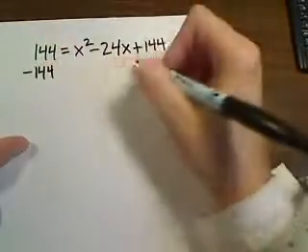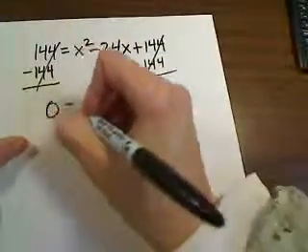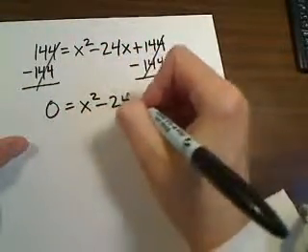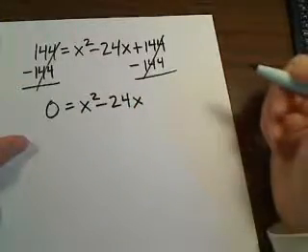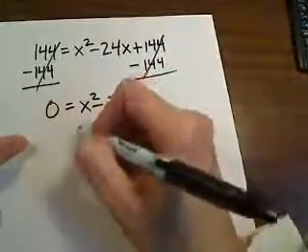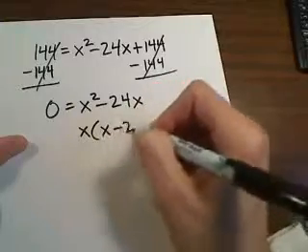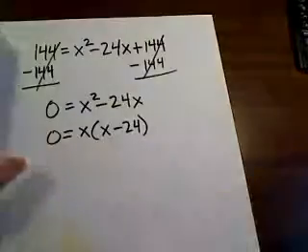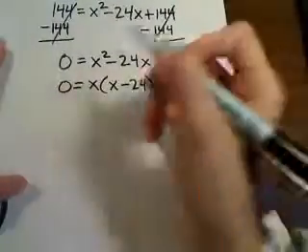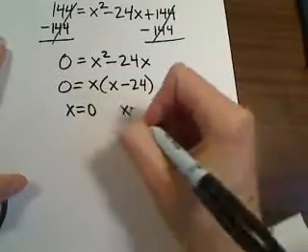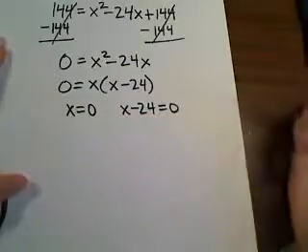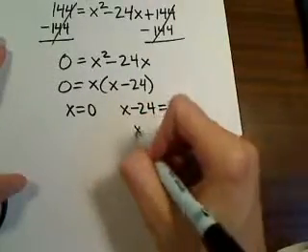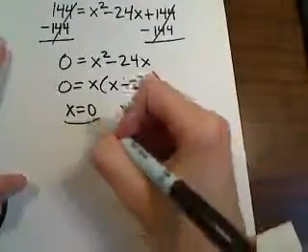If I want to solve this, let's set it to 0, so subtract the 144 from both sides. And you can use the quadratic formula on this if you want, but this is factorable, so factoring is a lot easier. I'm just going to do that. So if I factor out an x here, then I'm left with x minus 24. And I can set both of these pieces to 0 using the zero product rule. Add 24 here, x is 24, and x is 0.